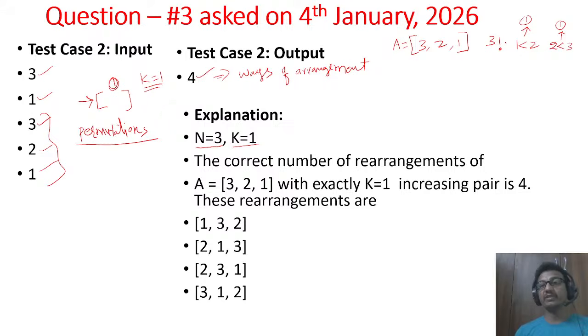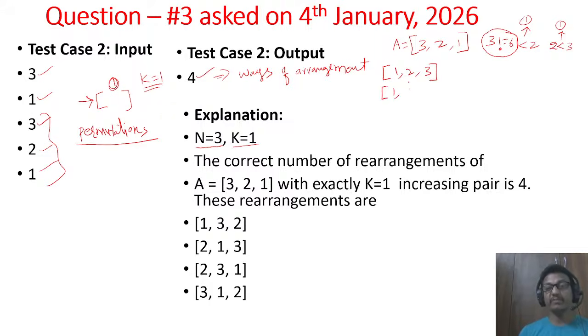So 3 factorial is what? 3 factorial is 6. That means there are 6 ways you can arrange these numbers. Let us arrange these numbers in 6 ways. First I keep the first number, 1, in the first place, then I arrange the remaining 2 elements: 2 and 3. This is one arrangement.